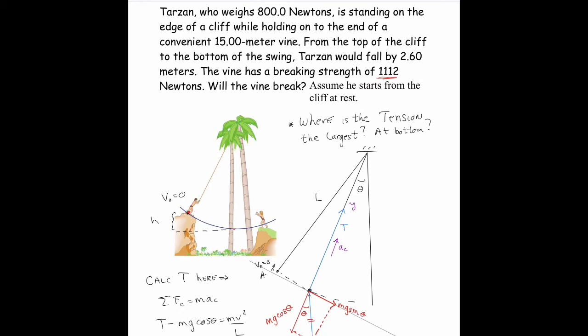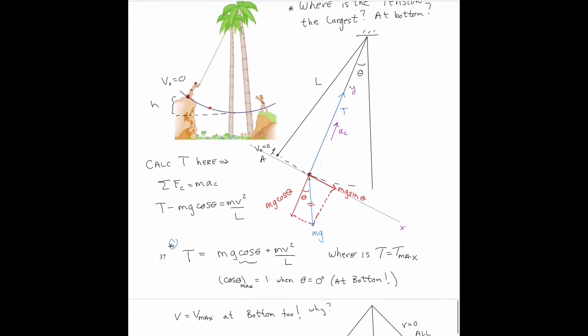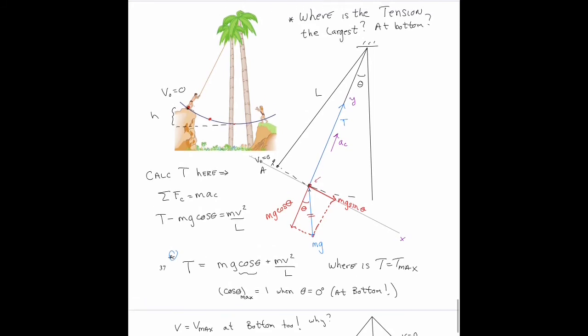Where is the tension the biggest? Well, we could probably argue the tension is biggest at the bottom as he swings back and forth. So what I did is I just chose some arbitrary place, like over here, and I drew him swinging at that spot. So Tarzan is right there, and I want to find the tension, so that's a 5-step method. I need to calculate the tension at that spot. So I do my forces on Tarzan: I have the tension in the string, and I have his weight.